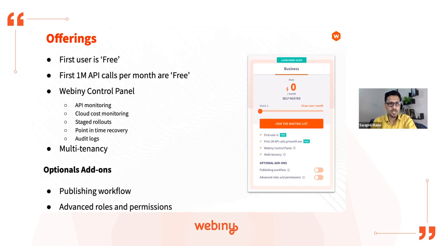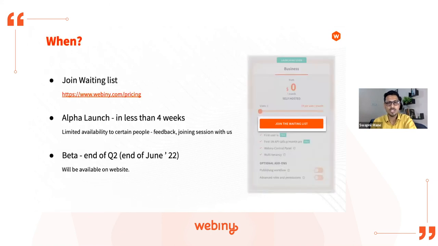This brings me to the next topic, which is when we are launching it. There are cool features, and this is our plan for launching this business tier and all the features associated with it. If you are interested, please go to this link, and there's a join waiting list option. Please subscribe to it. That will really help us see the interest from the community and what they're expecting from us. We are planning to launch the alpha in less than 4 weeks. You can expect the alpha launch.